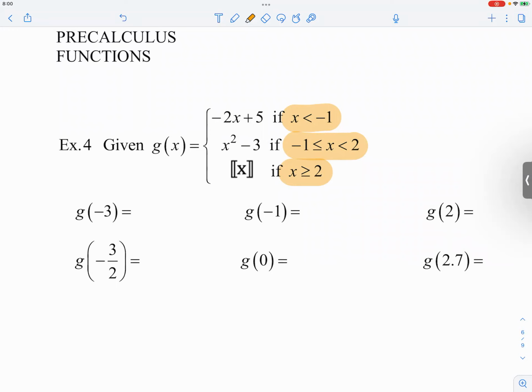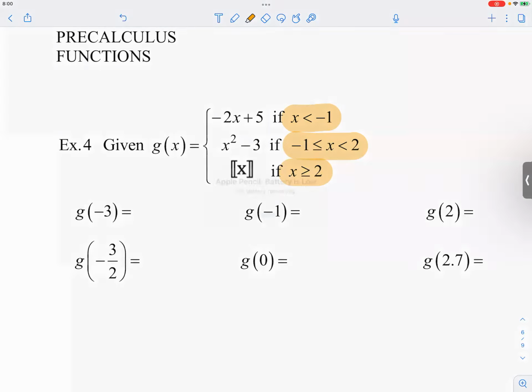So we call this a piecewise function, piecewise. So we have 3 separate pieces, first, second, and third, okay? And each piece has its own dedicated domain. So for example, if I ask, hey guys, I want to find out g of -3.